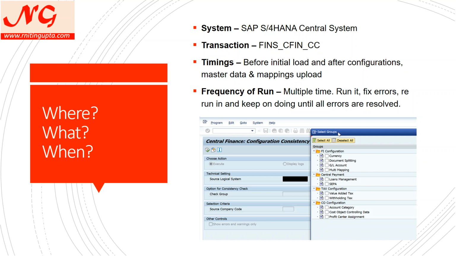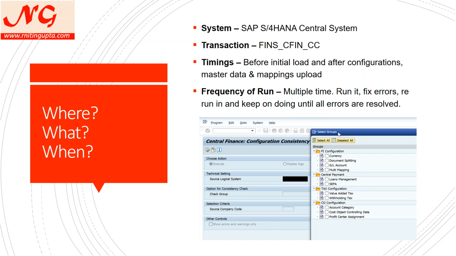First is choose action. On the left-hand side of the screenshot, execute. Yes, you have to execute the report. Under technical settings in the source logical system, you have to put which logical source system is in scope. You can have multiple, but here you can run only for a particular system. Which particular system it is, use the drop-down; it should come automatically. In the selection criteria, you select the right company code, recommended one, and then under other controls, choose show errors and warnings only.